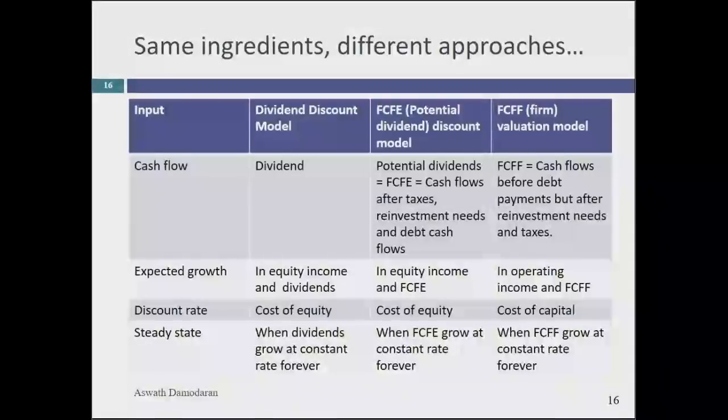Let's move one step further up the ladder. I could look at cash flows before debt payments, free cash flow to the firm. The discount rate then will be the cost of capital, and you will stop estimating free cash flow to the firm when you assume that the free cash flow to the firm will grow at a constant rate forever. What I'm trying to say is we think we reinvent the wheel every time with the discounted cash flow model. We're just taking a different perspective because all three models share the same roots.